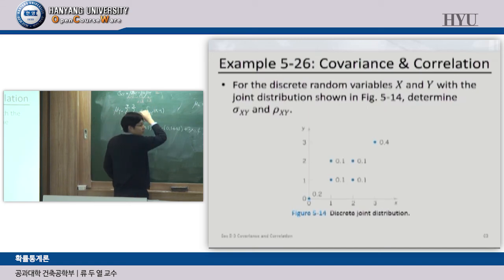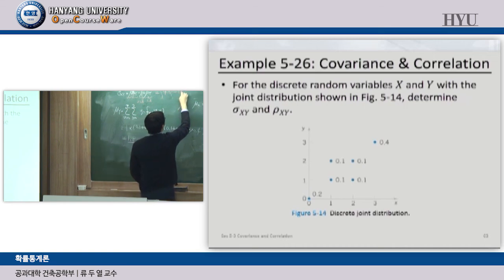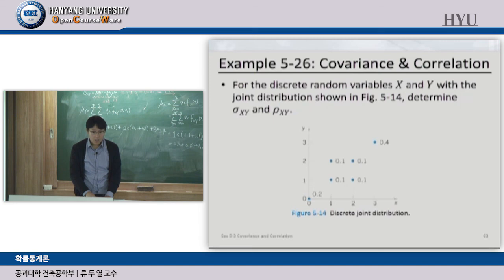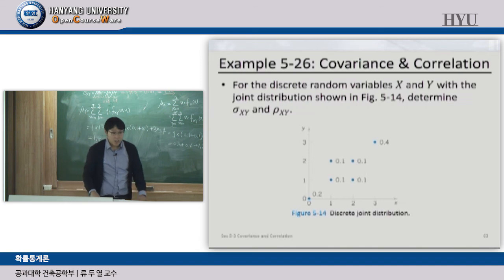So the covariance is equal to 4.5 minus 1.8 squared. That is equal to 1.26.